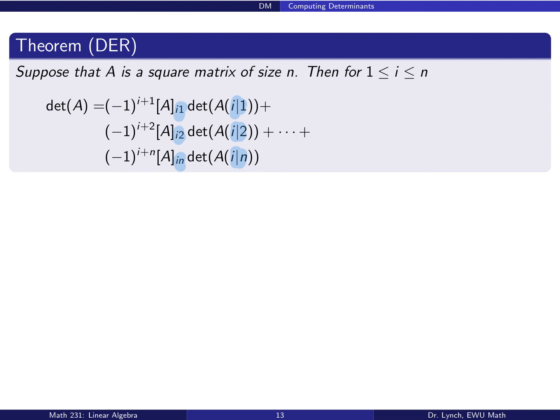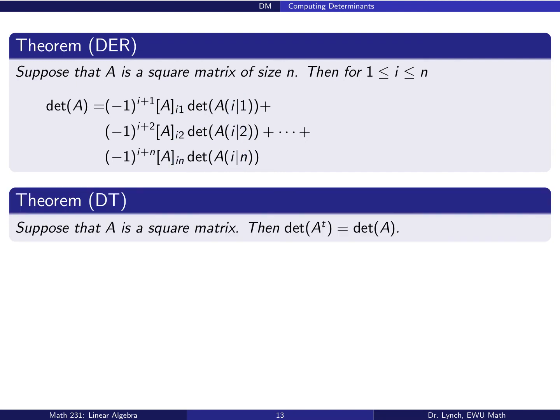Again, the way that you show this is by mathematical induction, showing that it's true for the 2 by 2 case, and then assuming that it's true for the n by n case and proving that it's true for the n plus 1 by n plus 1 case. This can be used to show that the determinant of the transpose is the determinant of the matrix. I won't go through that either, but it's also proved by mathematical induction.